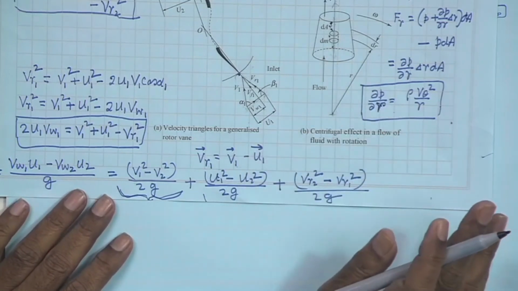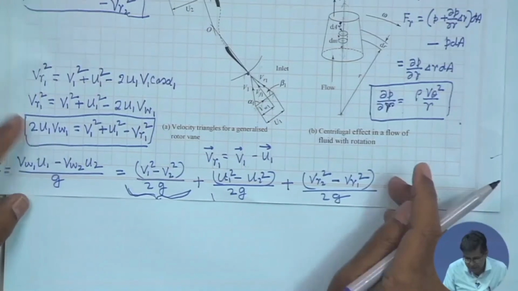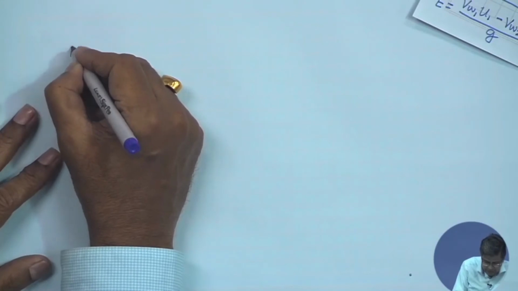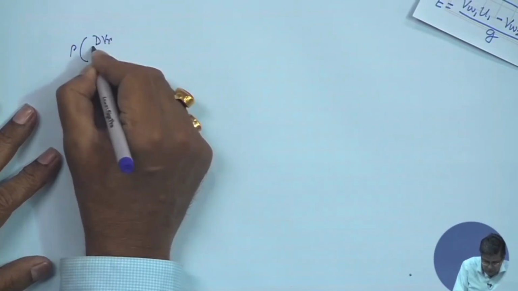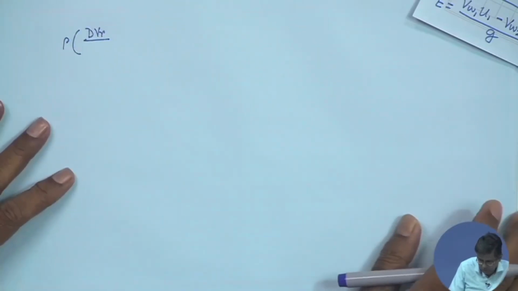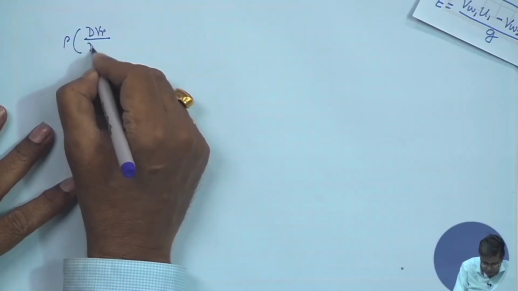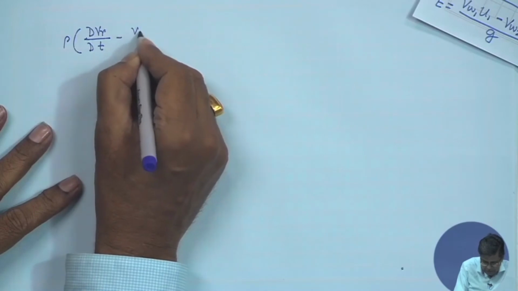If you recall the Navier-Stokes equation in a cylindrical polar coordinate system, you will see that in the r direction the Navier-Stokes equation is like that. This is for your information, provided probably you know these things. This is the Navier-Stokes equation.